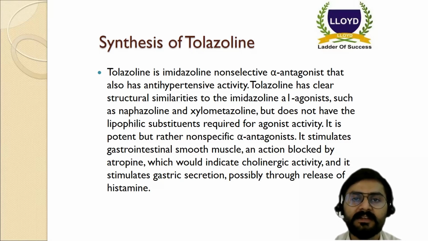Structurally, it is an imidazoline derivative resembling imidazoline alpha 1 agonists like naphazoline and xylometazoline, but lacks the lipophilic group necessary for agonistic activity. It has a stimulatory effect on GI smooth muscles, blocked by atropine, and stimulates gastric secretion via histamine release. The synthesis of tolazoline involves cyclization of phenylacetonitrile with ethylenediamine, forming the imidazoline ring structure.